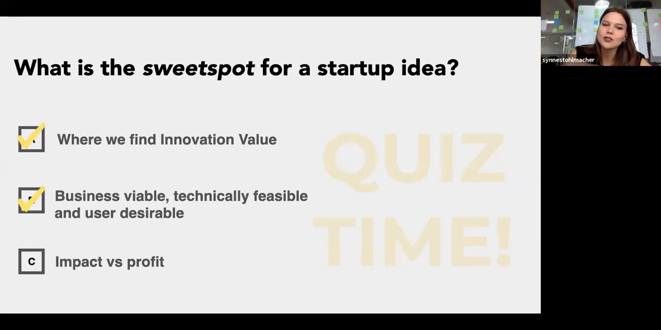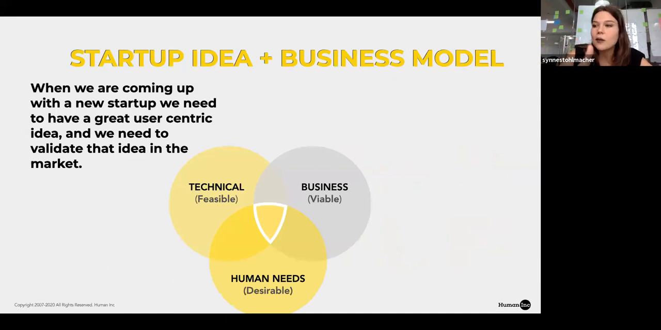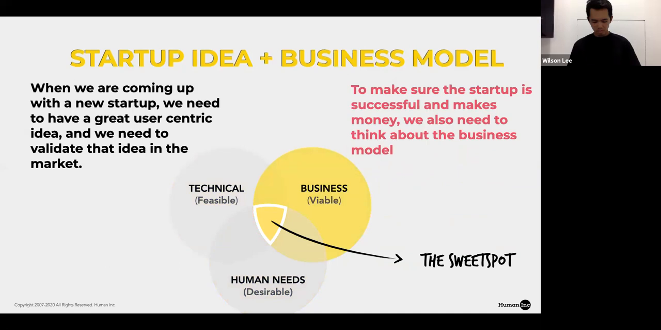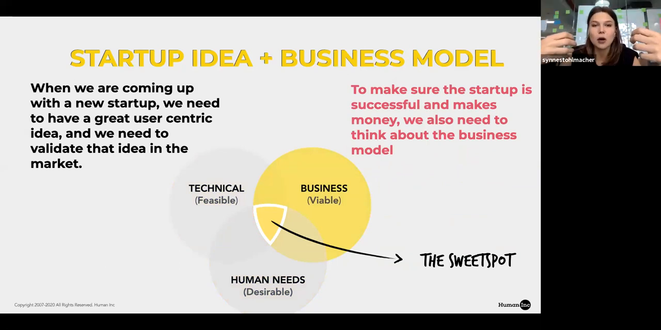So they are the same thing, 2 sides of the same coin. You can find both innovation value, but it also has to satisfy those 3 criteria. So when we are coming up with a new startup idea, we need to make sure that 1, we have a great user-centric idea. And then we also need to validate that we can actually make this idea happen in the market. We're then thinking a lot about the human desirable, but also the technically feasible side of things. When we're talking about business model, we're really more talking about the business viability of things. So to make sure that our startup is successful and that it makes money, we also need to think about the business model. So basically the revenue, the cost, the key activities, and so on.